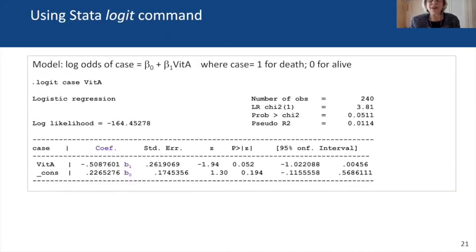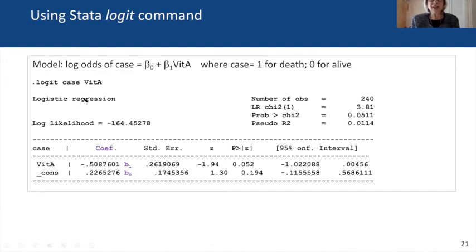which we'll do now. There are a number of different commands that one can use in Stata. The first is the logit command, where we're modeling the log odds of death as a linear function, beta naught plus beta 1 times vitamin A, where vitamin A is 1 for vitamin A and 0 for placebo. We can use the command logit, follow it by the Y variable, which is case status, and then follow it by the X variable, the covariate vitamin A.